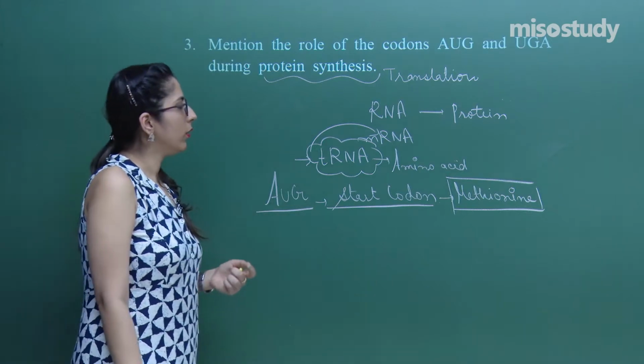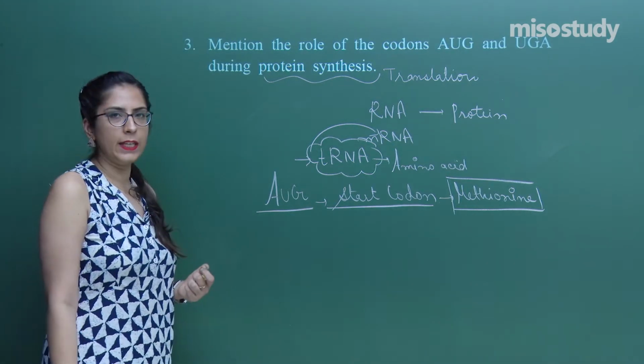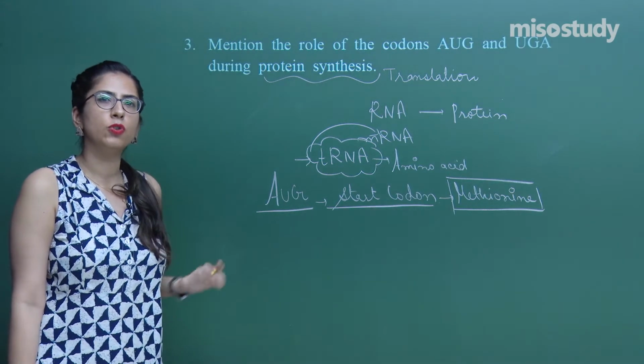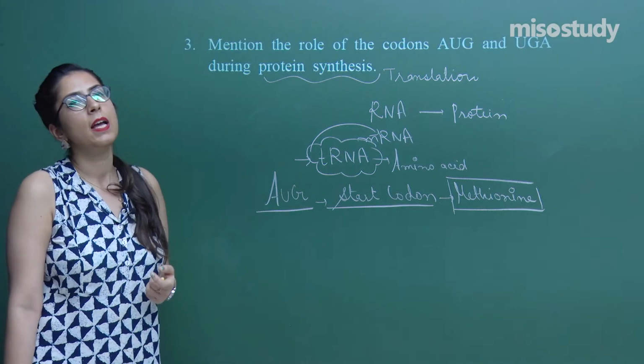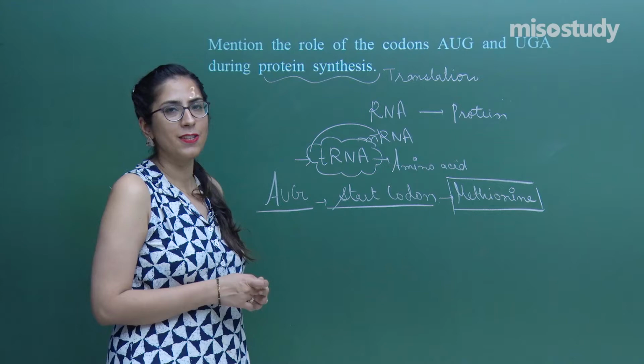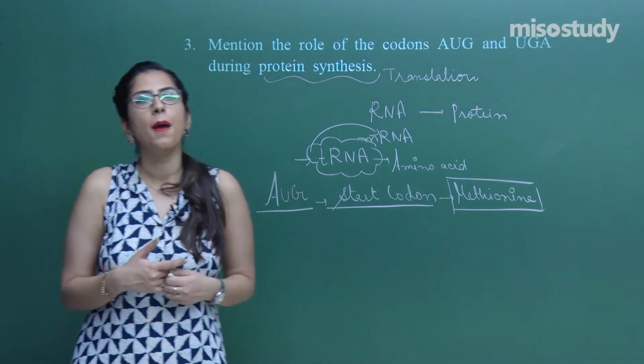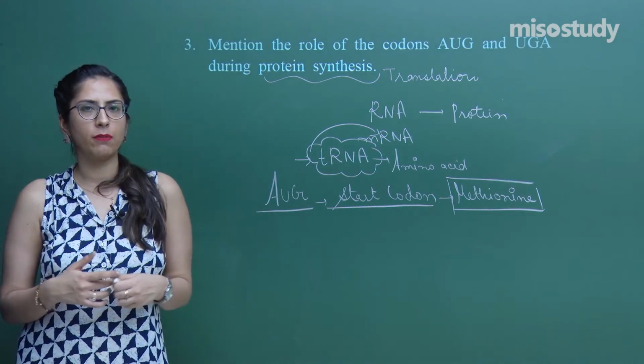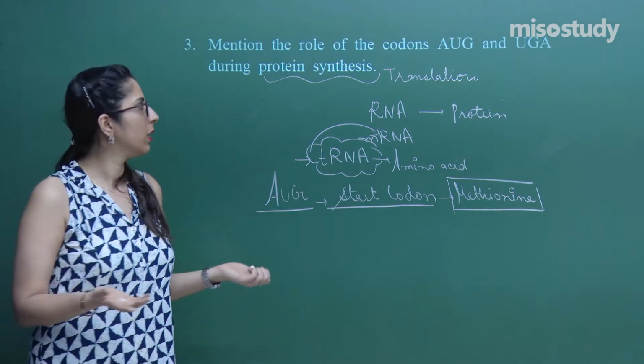Now, this methionine, later on other amino acids are attached and added further, and in between there is an enzyme called peptidyl transferase, which helps in the formation of peptide bonds between the different amino acids. A protein chain will be formed.